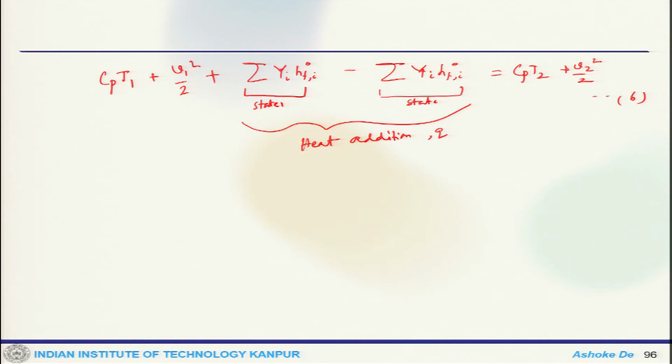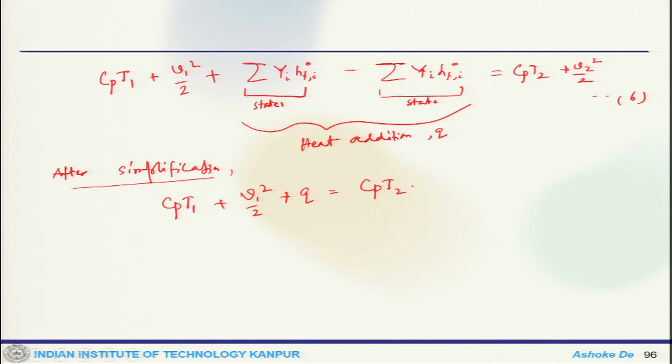Now, if you simplify this, then the energy equation gets simplified too. So, after simplification, what do we get? Cp T1 plus V1 square by 2 plus Q equals Cp T2 plus V2 square by 2. That is what we get.